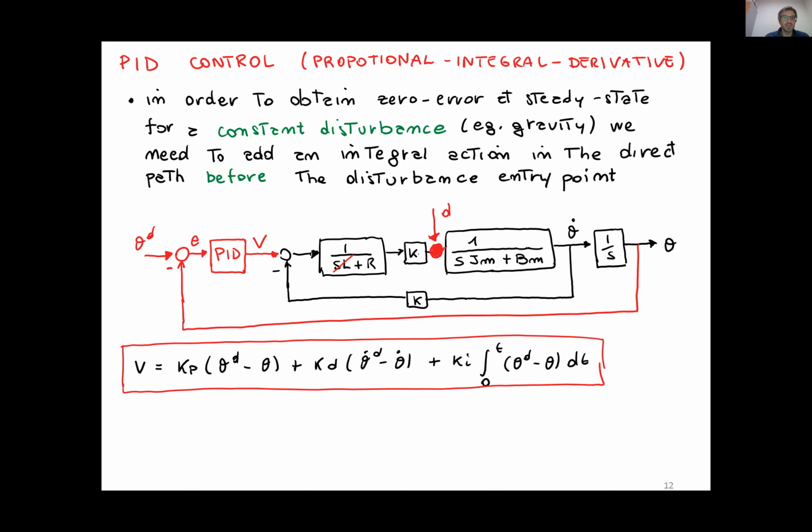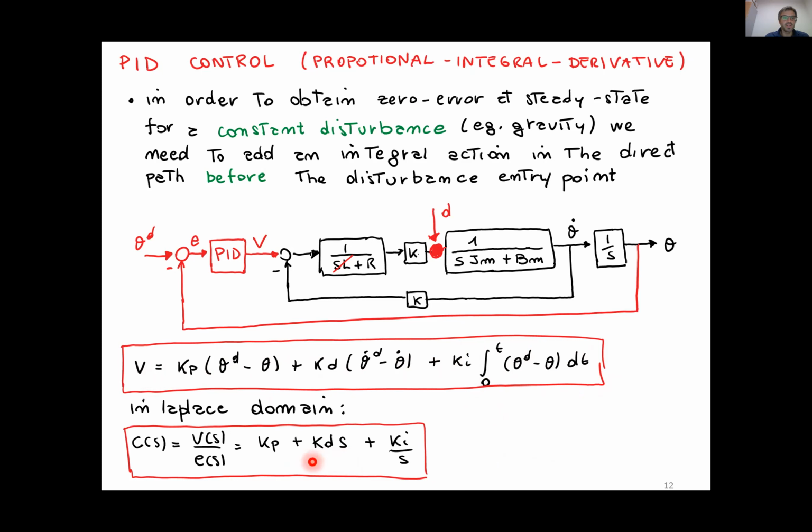And the control law that we set at our voltage to achieve the PID controller is this one. We have a proportional part, a derivative part, and we have something that is dependent on the integral of the tracking error, and we multiply by the Ki gain, which is the integral gain. And this in the Laplace domain is seen as this. Derivative becomes s, and the integral becomes 1 over s. So we have this term here.